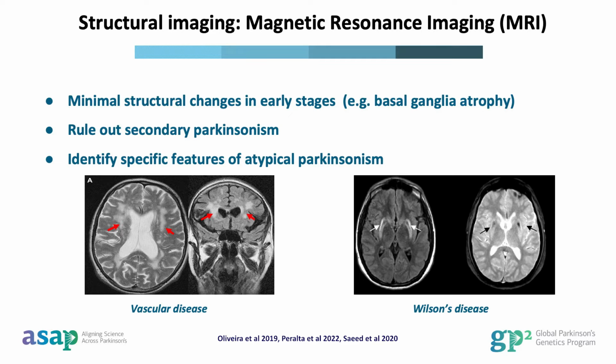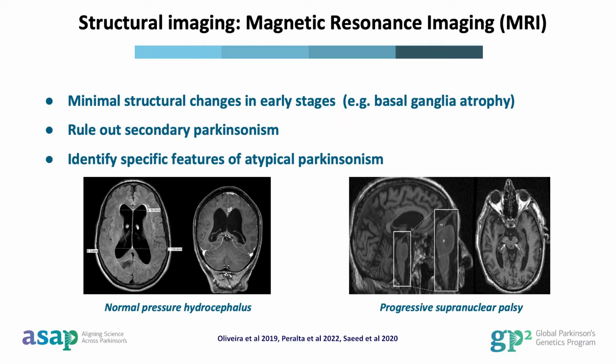The main indication for MRI is to rule out secondary causes of Parkinsonian syndromes, including vascular disease, as shown in the first figure, mineral deposition, as seen in this Wilson disease case in the second figure, normal pressure hydrocephalus, third figure, and others.